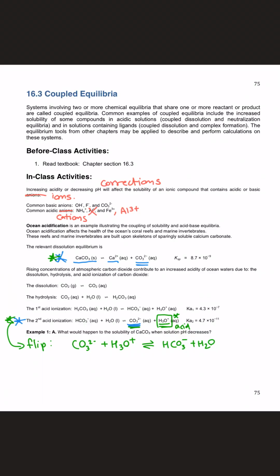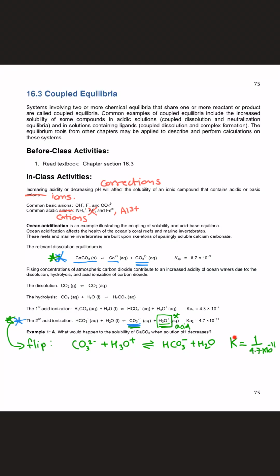From what we learned in Chem 122, when you flip an equation, you need to invert the equilibrium constant. And here is the result of flipping the equation for the second acid ionization.